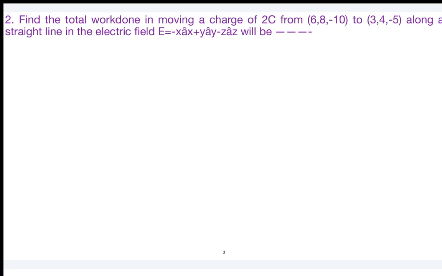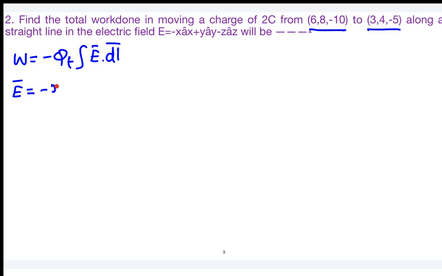In the last class, we already saw this when we were discussing the electric potential concept. The total work done in order to move a charge in the presence of an electric field is given by minus Qt into the integral of E dot dl, where you integrate from the initial point to the final point. Here the initial point is (6, 8, minus 10) and the final point is (3, 4, minus 5). You already know the value of the electric field intensity here: E is equal to minus x ax cap plus y ay cap minus z az cap.